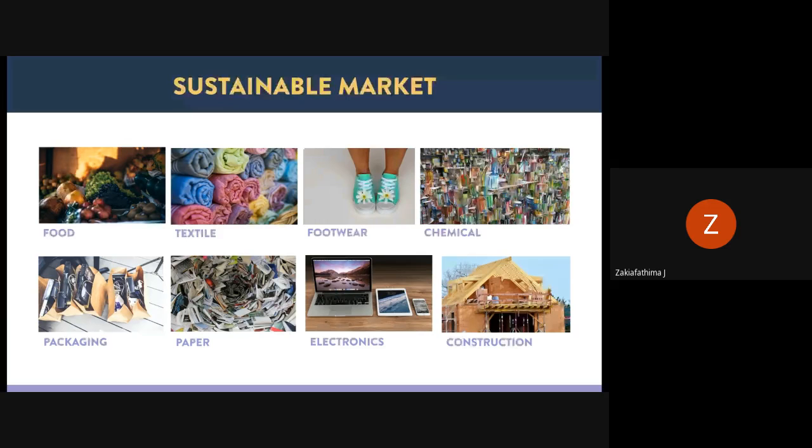So where exactly do you find your sustainable material? Under which market do you have the main economy and concept for your sustainable factor? You have your food industry, textile industry, footwear industry, chemical industry, packaging, paper, electronics, and construction. Your food industry: how do you find sustainable products in the food industry?